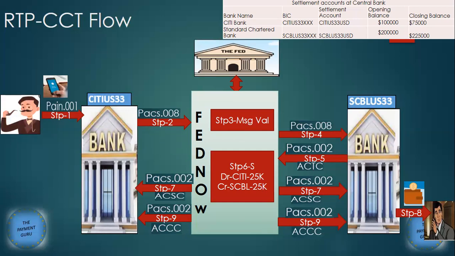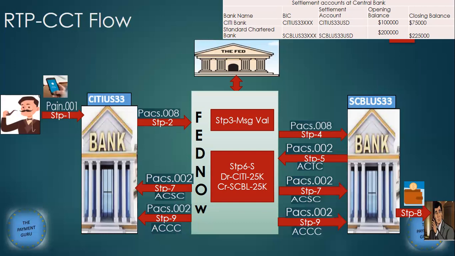Before it credits the customer, it sends back a package 02 message to the FedNow system saying that it looks good, okay, and you can proceed to the next step. Then in step 6, the settlement happens to their master accounts. The debit of Citibank's master account would be done, in this case 25,000 US dollars, and the credit to the master account of Standard Chartered Bank, the receiver bank's master account held at the central bank, would be made.